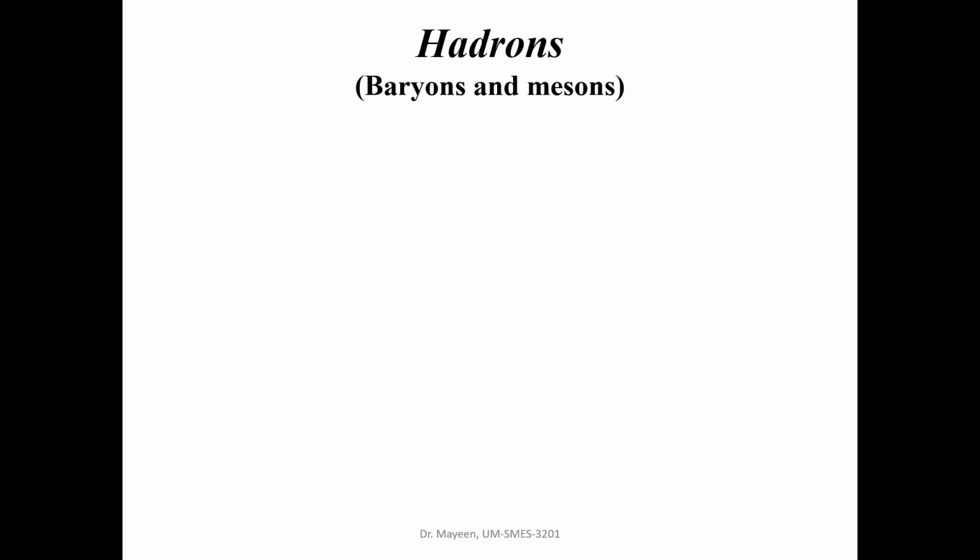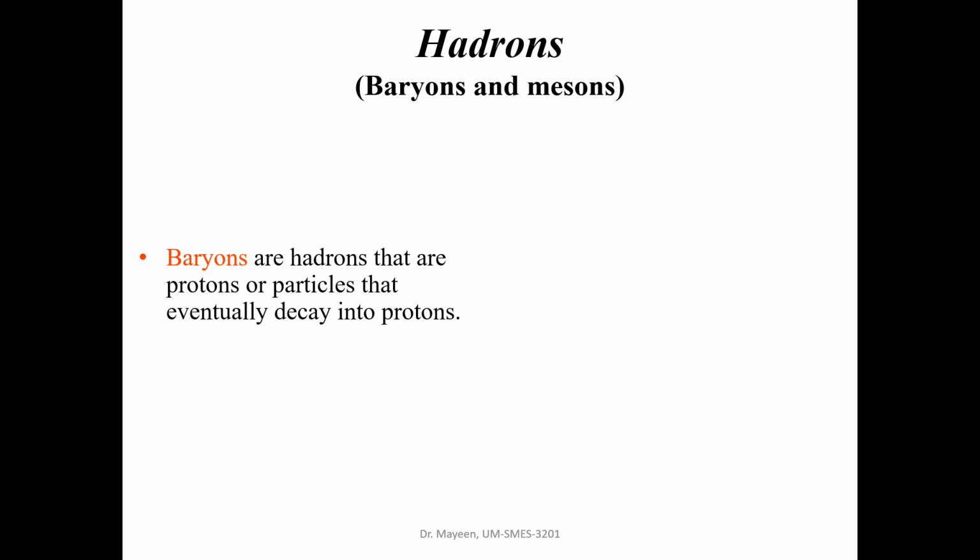Let's talk in more detail about the hadrons. As we already discussed, hadrons are further divided into two main categories: baryons and mesons. So what are baryons? Baryons are the hadrons that are protons, or particles that eventually decay into protons. Let me repeat it. The basic building block of this category is the proton. It contains some other particles, but those eventually decay into protons.